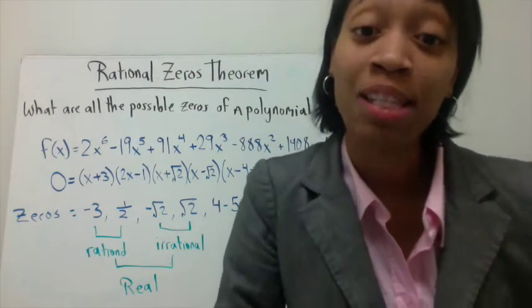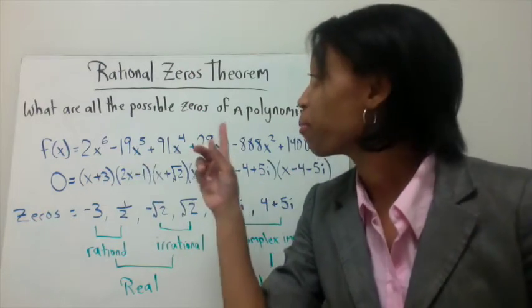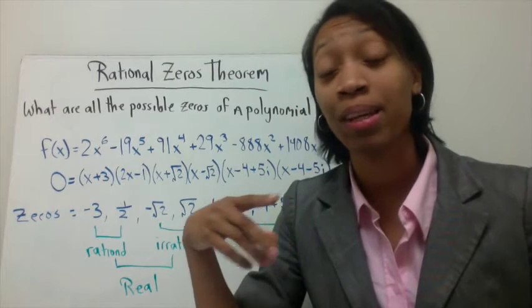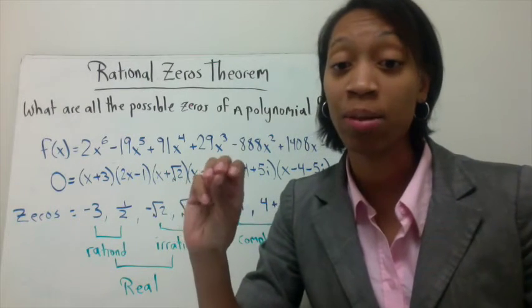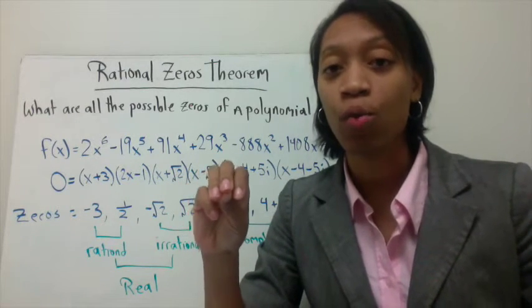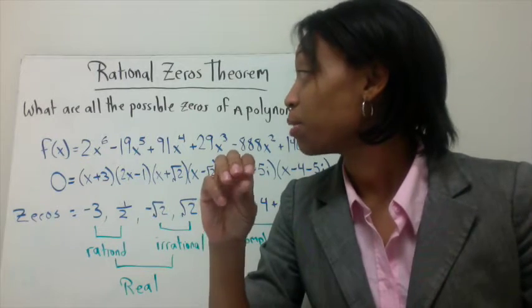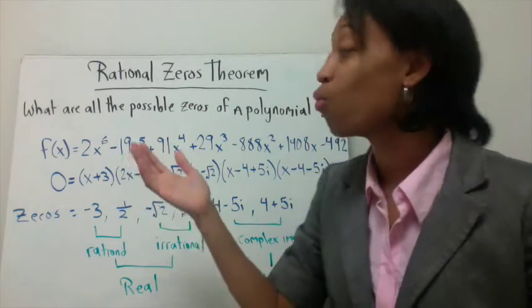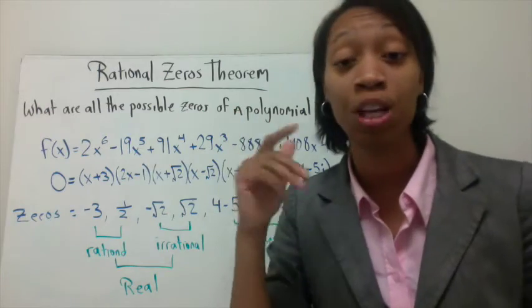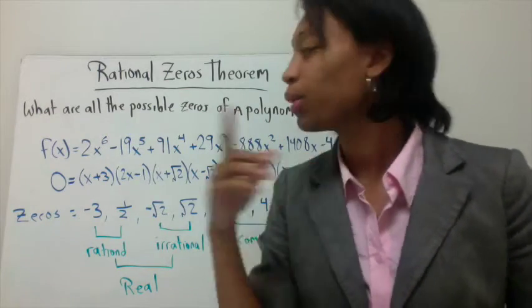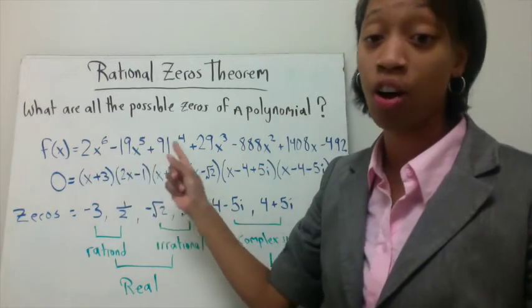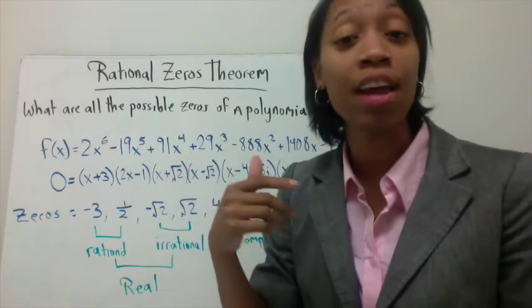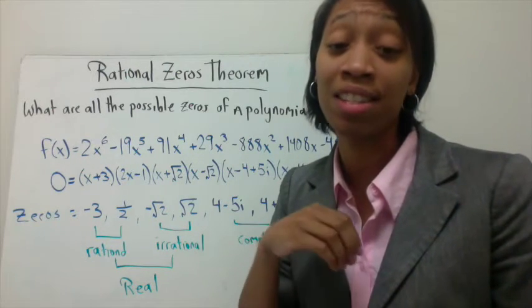Alright, this video is about the rational zeros theorem, and before I tell you what the theorem is, let me tell you what we're going to be using it for. We are going to be using this to answer the question, what are the possible zeros of a polynomial? So let's say that you're given some really long, complicated polynomial, and you're asked to find the zeros.